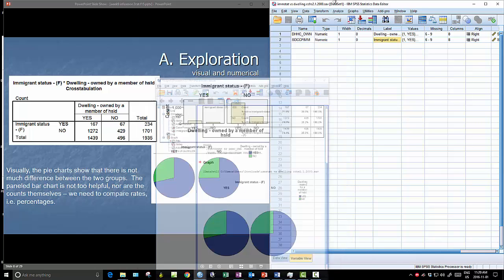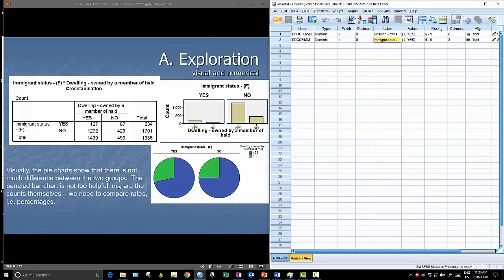Now, what do we do with all this? Well, you can read the text there. What we see is that they're pretty similar. So both groups have very similar, right? Dwelling owned by member of household, that's the yes part here. Similar size. That means rates are similar. And that would be the rates of home ownership.